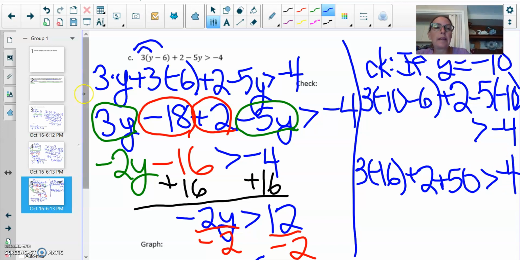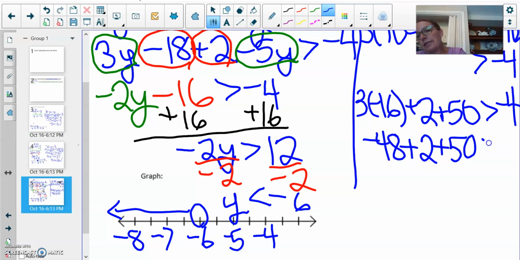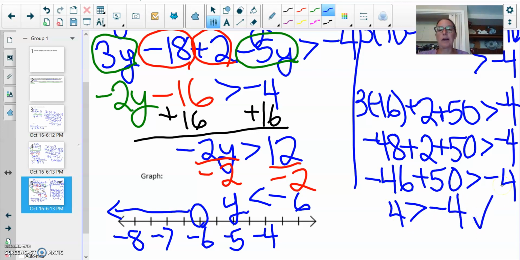3 times -16 is -48 plus 2 plus 50 is hopefully greater than -4. -48 plus 2 is -46 plus 50 is greater than -4. And -46 plus 50 is 4. That is greater than -4. So our solution made the inequality true.